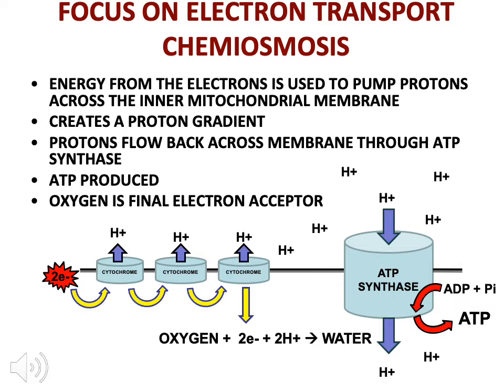Make sure that you know that chemiosmosis is a process by which we make ATP using a proton gradient. And make sure that you know that that proton gradient is created by those energized electrons that we obtained from our energized electron manager, NADH plus H.